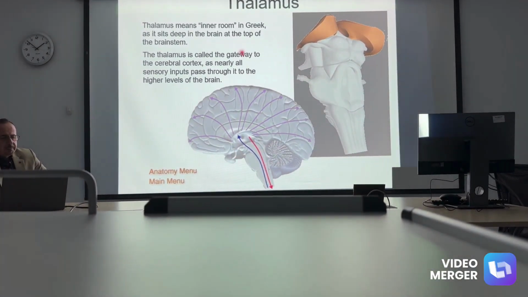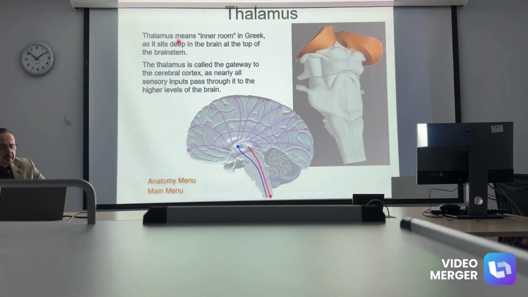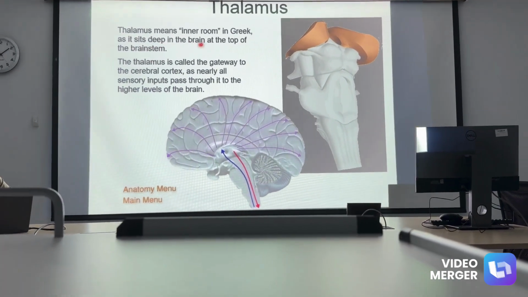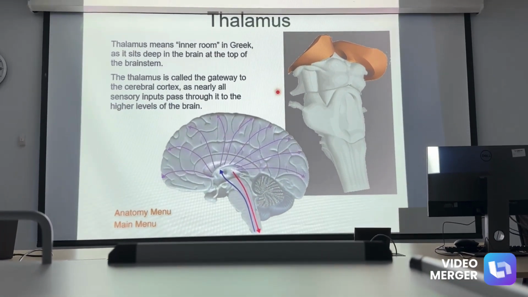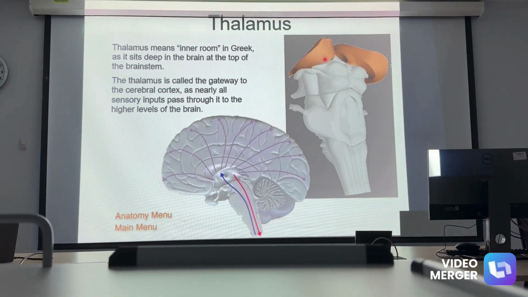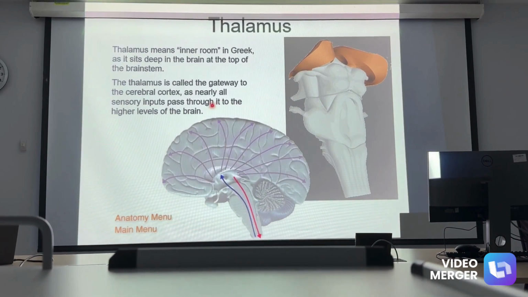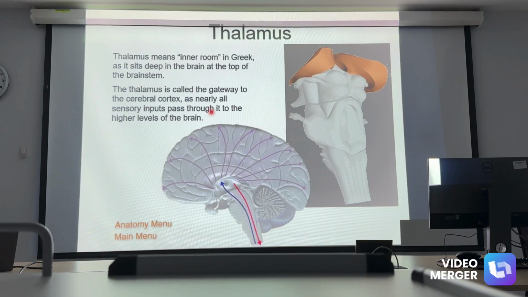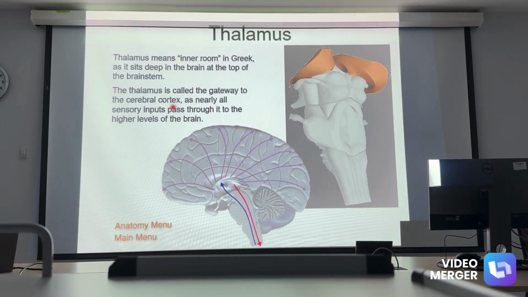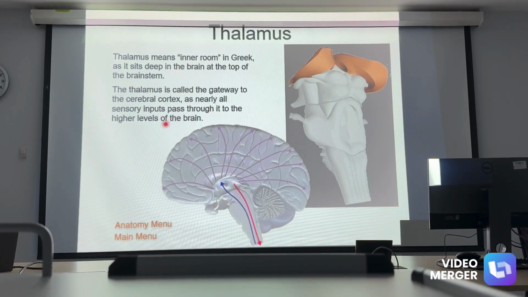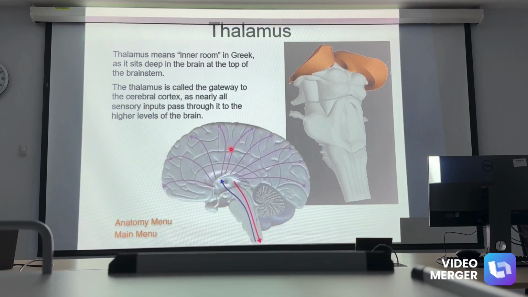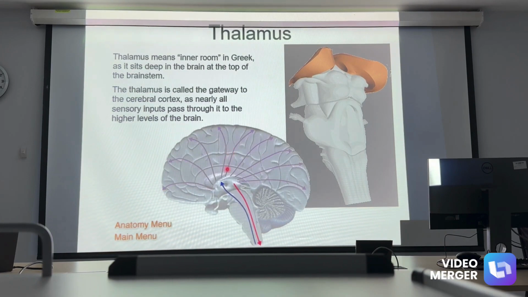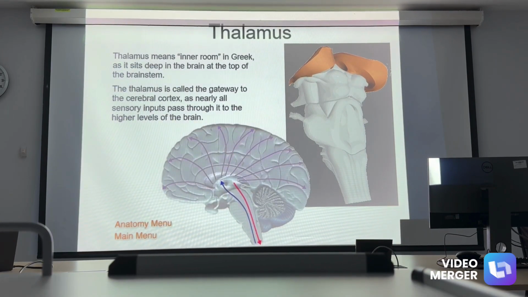The thalamus means the inner room in Greek, and it sits deep in the brain at the top of the brain stem. The thalamus is called the gateway to the cerebral cortex, as nearly all sensory inputs pass through it to the higher level of the brain. It is a major sensory receiving organ of the brain.